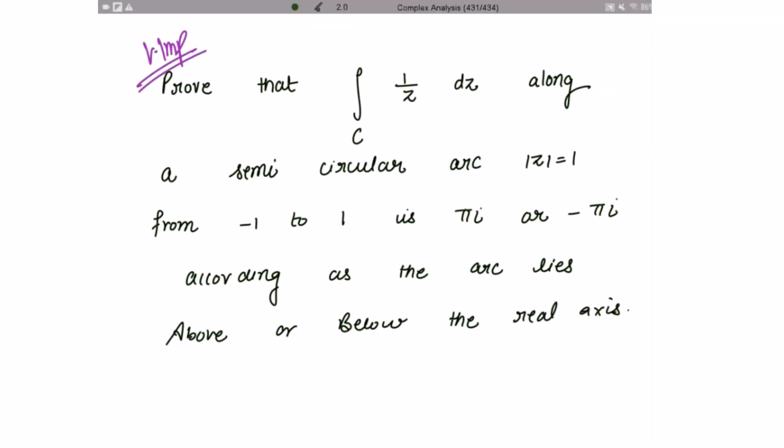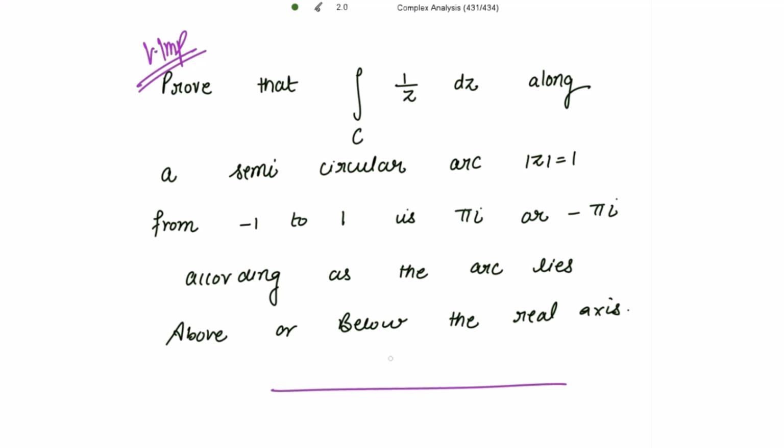We need to prove that the integral of 1/z dz along a semicircular arc |z| = 1 from -1 to 1 is πi or -πi, according as the arc lies above or below the real axis. Suppose this is your real axis.